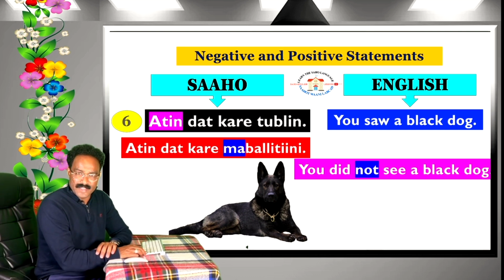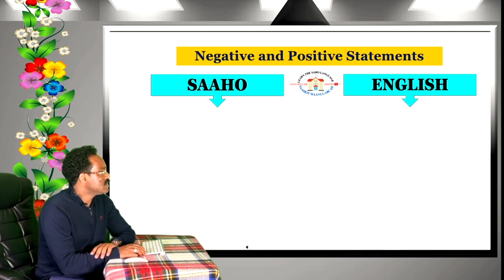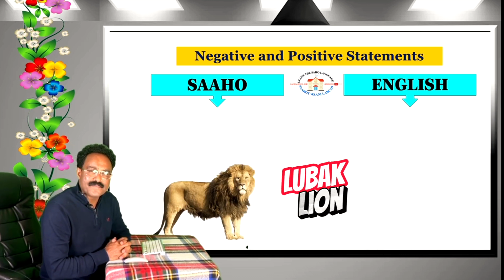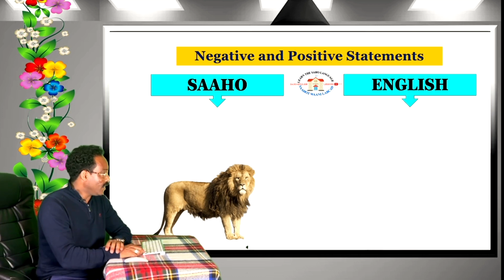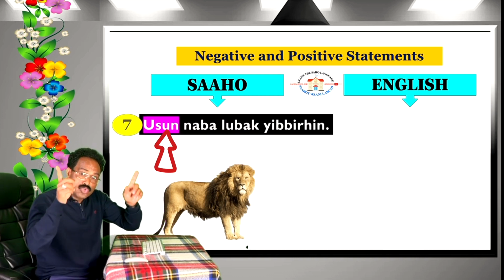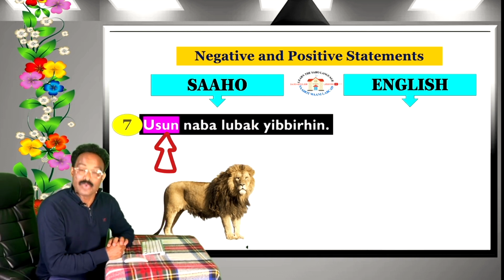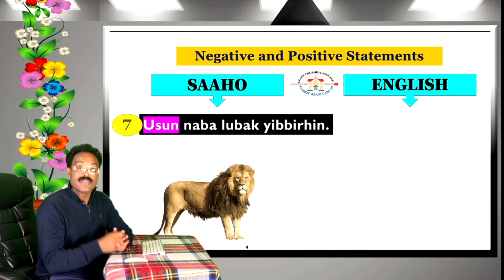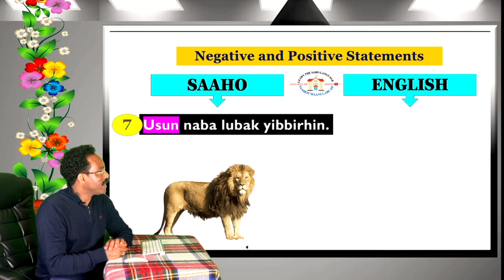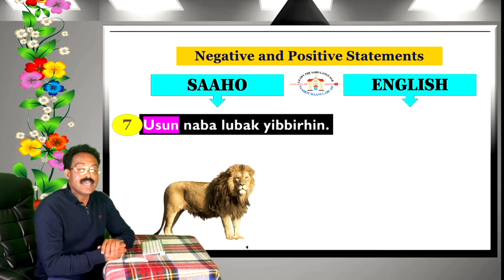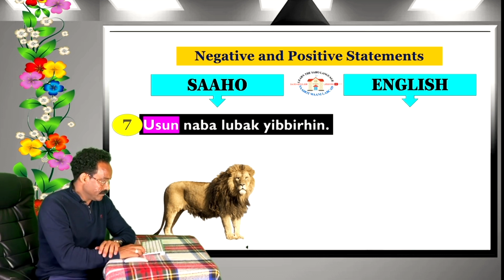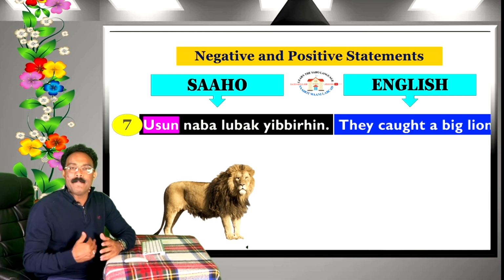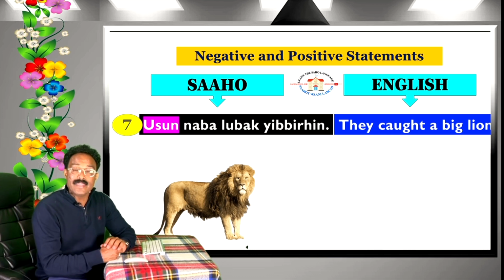Right, number 7. Last example sentence. This is a lion. SAHO ay makna? Lubak. Okay, lubak. Usun, third person plural. Usun, they. Usun, naba lubak yibbirhin. In English, they caught a big lion.